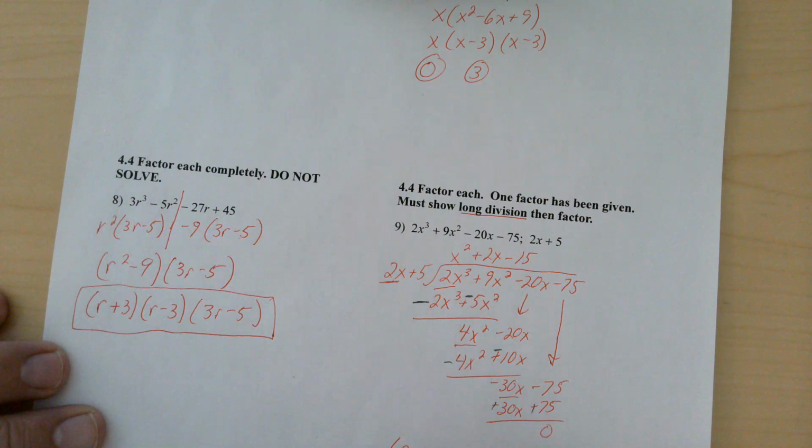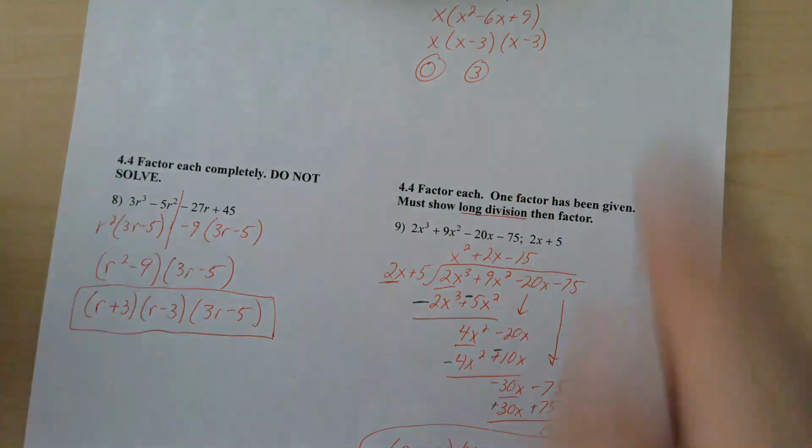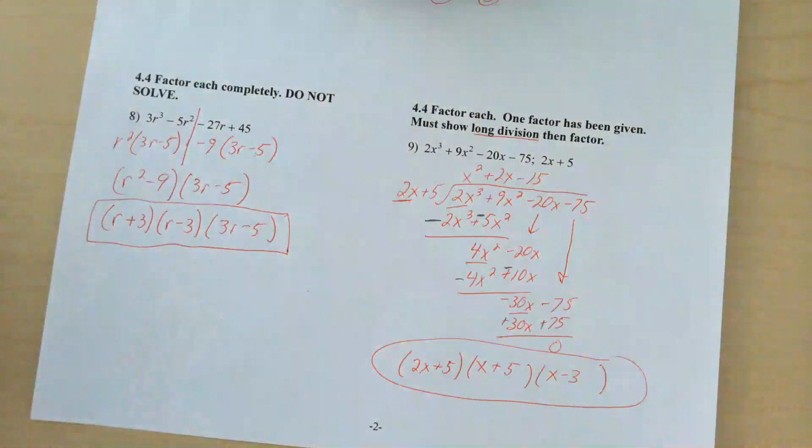So then the last thing we need to do is just factor the quotient. Okay, real easy factoring problem. It's going to be x plus 5, x minus 3. And it is fully factored up. You can't even see that.